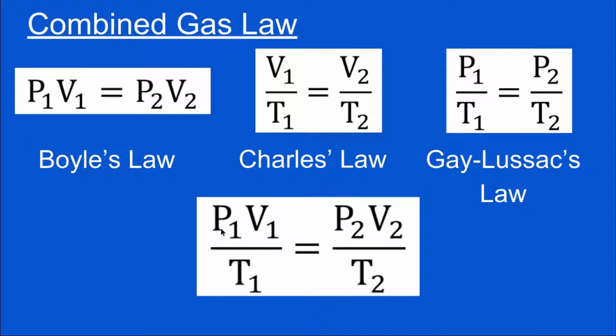Where I have pressure times volume, this comes from Boyle's law. I have pressure over temperature, this comes from Gay-Lussac's law. And I also have volume over temperature, this comes from Charles's law. And so this is a very useful way to do problems that are a little bit bigger, where all three variables are changing in a problem. We can actually handle all this.